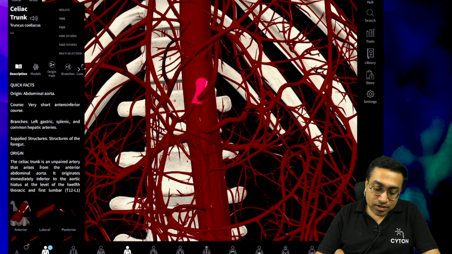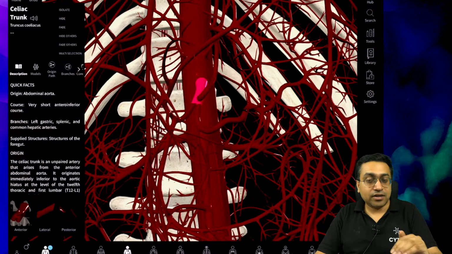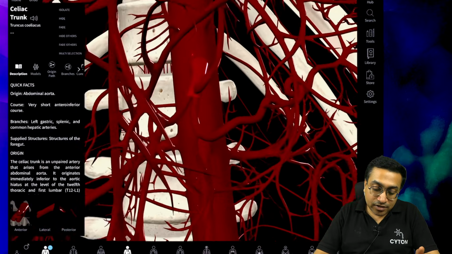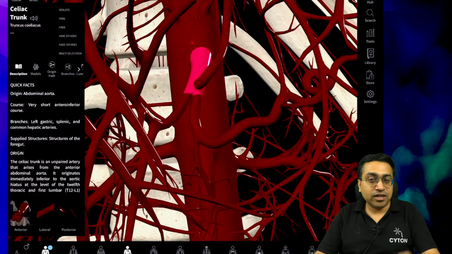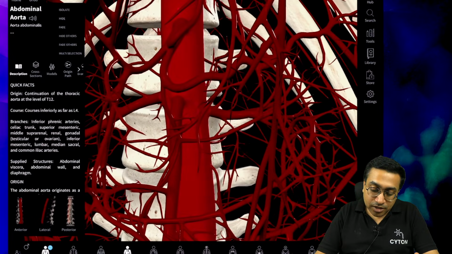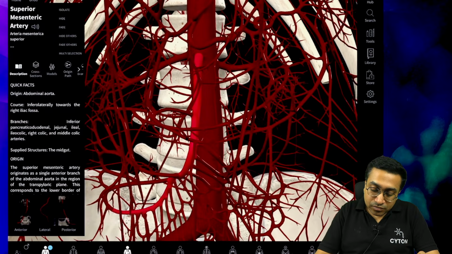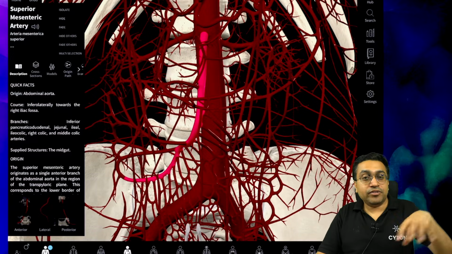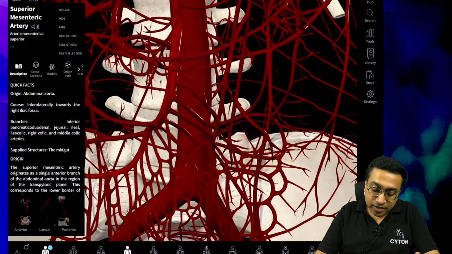So now you see this is the first ventral branch, topmost, that is the celiac trunk. Celiac trunk further gives off some major branches which we will discuss in detail in the abdomen region. And here you can see another important ventral branch, that is the superior mesenteric artery, that will supply the entire mesentery, all these coils of intestine. We will discuss that in detail.